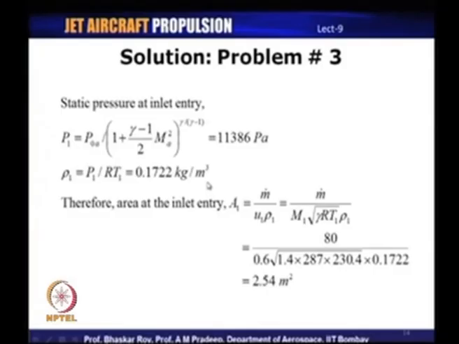So, having found the density and the mass flow rate has already been given, we can now find out the area at the inlet entry. So, A 1 will be equal to mass flow rate divided by U 1 into rho 1, because mass flow rate is rho A v.